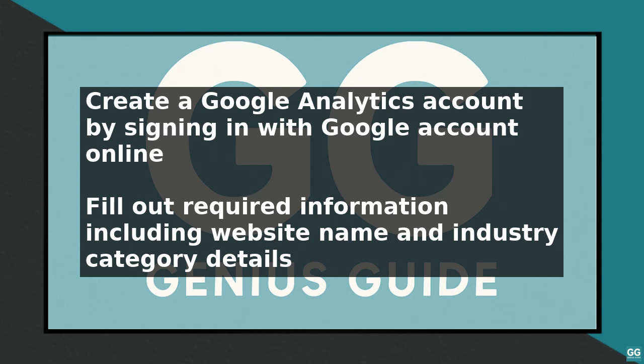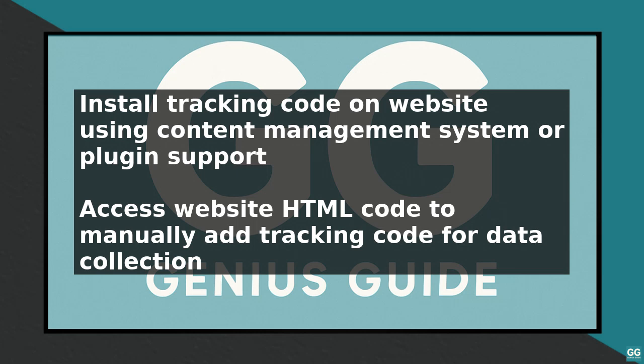If you do not have a Google account, you will need to create one. Once you have signed in, click on the Sign Up button to create a new Google Analytics account. Fill out the required information, including your website's name, URL, and industry category. You will then be given a unique tracking code that you will need to install on your website.